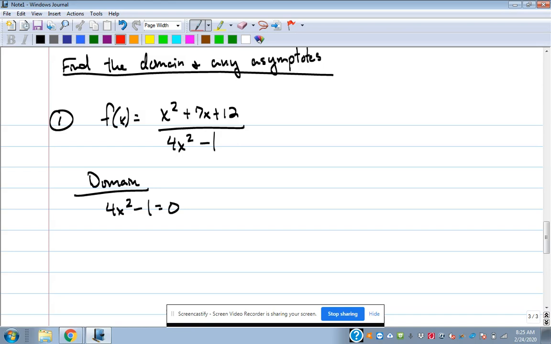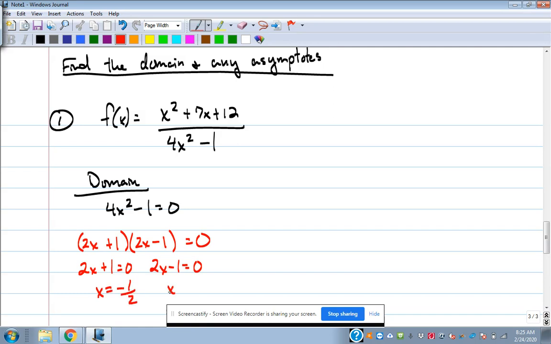How do we factor 4x squared minus 1? Difference of squares. Good job. So that means it'd be 2x plus 1, 2x minus 1. Set those equal to 0. You guys ought to be well versed in this by now. Negative 1/2, positive 1/2. So our domain: x cannot be plus or minus 1/2. And we'll just write it in set notation for today.